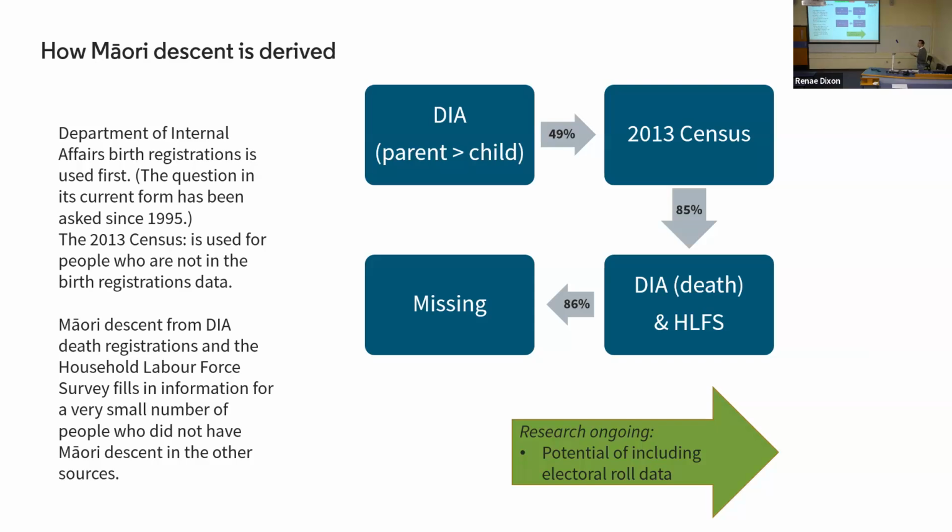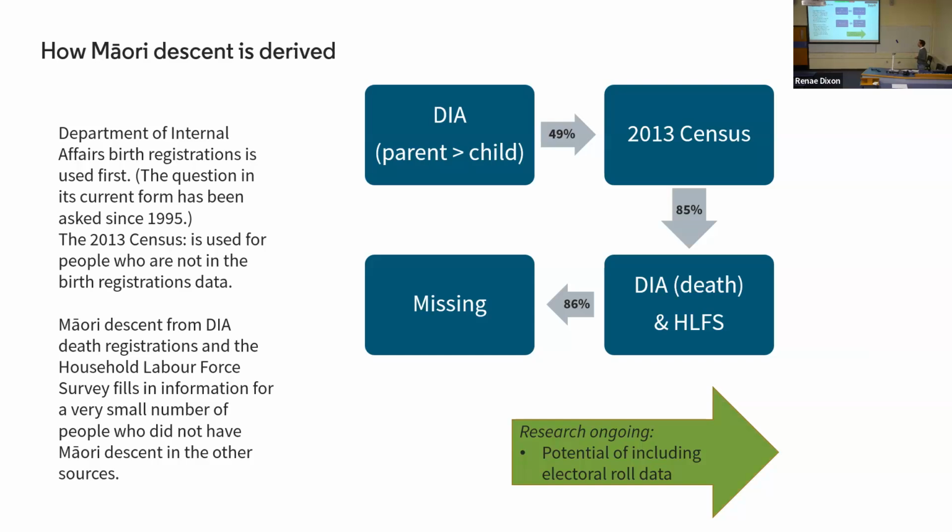So for Māori descent, we don't actually have that many admin sources available. As you've mentioned, electoral roll would be a fantastic one to have, hopefully. But we do have DIA data. It is a question there whenever you're born, and if you ever have a child, as a parent, you get asked that.